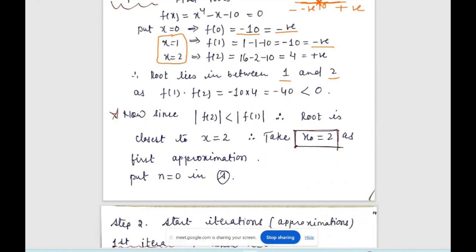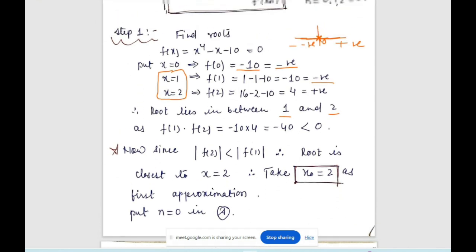Okay, so you just start to take the initial value, but there is one trick. I'm explaining how you can take the first approximation value, x0. So root is lying between 1 and 2. Now see, at 1 you are getting minus 10 and at 2 you are getting 4. So just see numerically which is closer to 0. If I am taking 0 here, 1, 2, 3, 4, 4 is here, but minus 1, minus 2, minus 3, minus 10, something I am assuming here, it is very far from this 0.